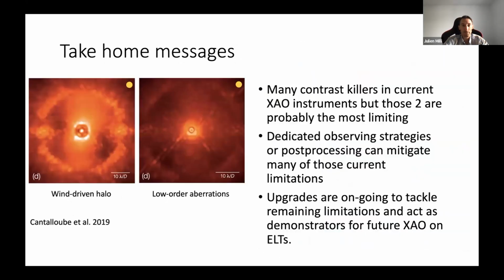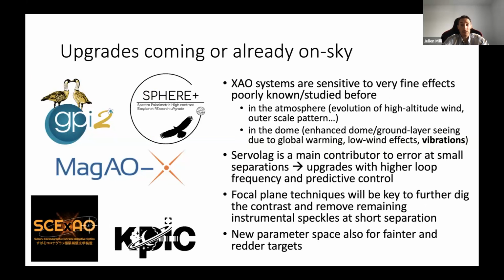So some take-home messages. There are many contrast killers, but I would like to highlight two: the wind-driven halo and the low-order aberrations, on which I spent a little bit more time today. Some dedicated observing strategy or post-processing can mitigate those, and there are also some upgrades ongoing to tackle the remaining limitations. What are those? You can see the various upgrades of those extreme AO systems as the symbols on the left.